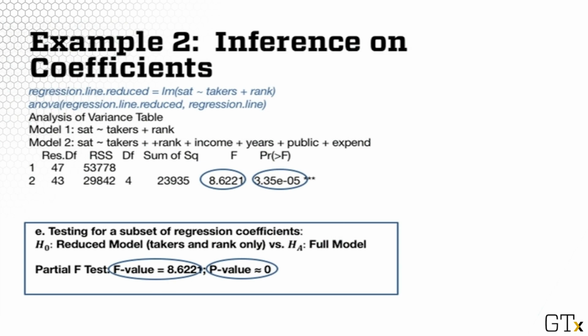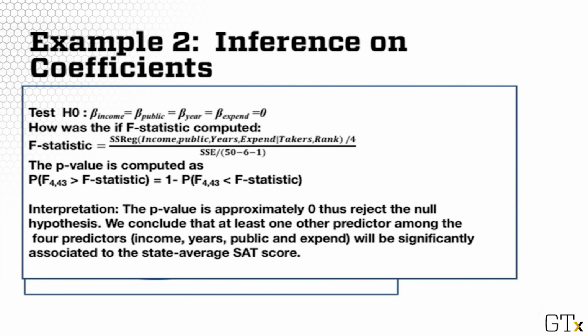This is the more formal test that we just performed. We want to test whether the coefficients of the 4 predictors when adding to the model are equal to 0. The F statistic is the extra sum of squares regression by adding the 4 predictors to the model that already has the controlling factors divided by the mean sum of squares of errors of the full model. The p-value is the probability that F with 4 and 43 degrees of freedom is greater than the F statistic.